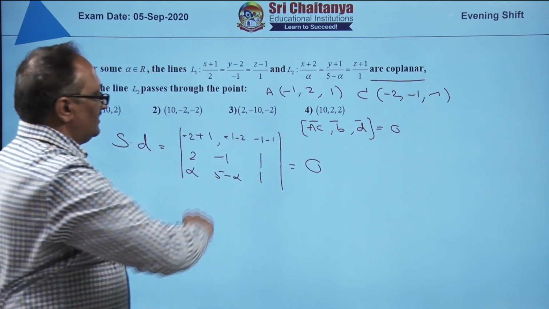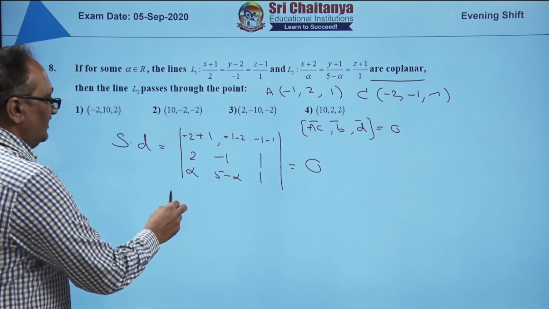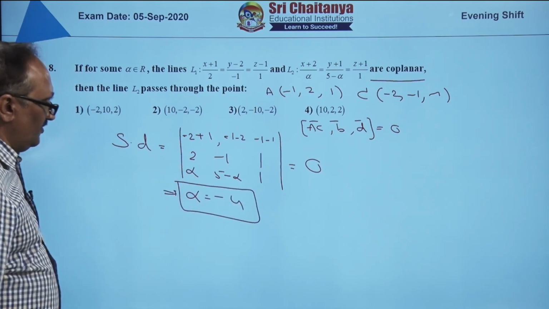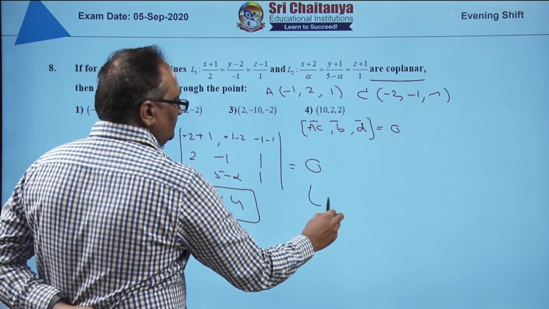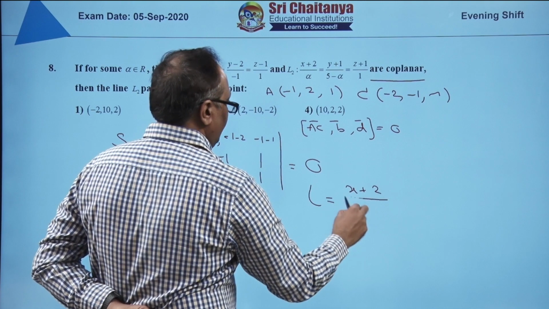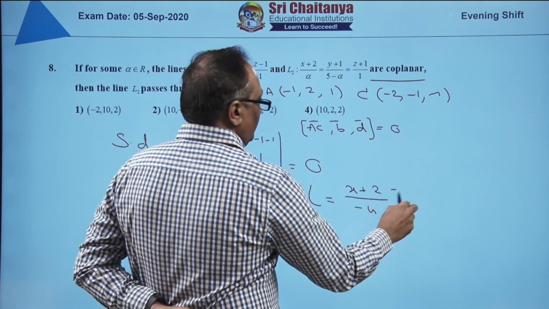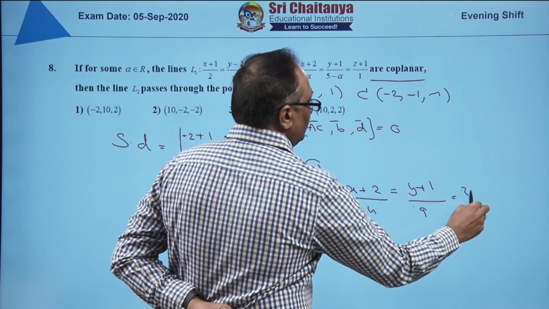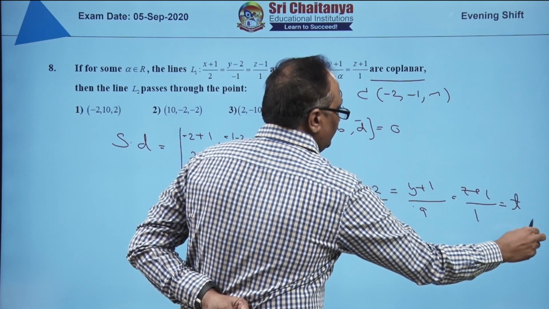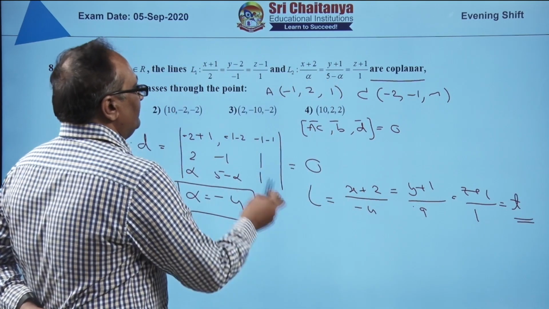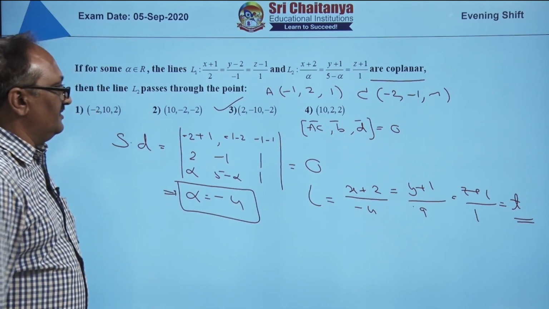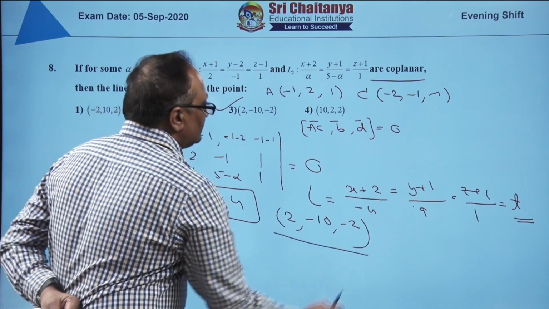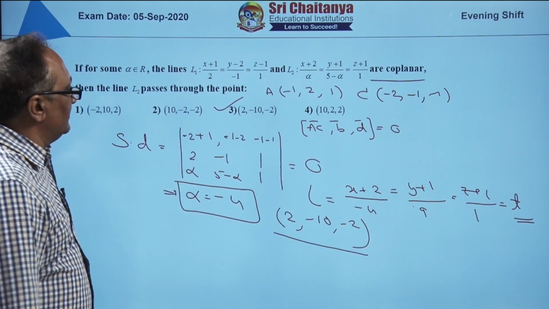By calculating this determinant equal to 0, we get alpha value as minus 4. If alpha is minus 4, substituting in line 2: x plus 2 by minus 4 equal to y plus 1 by 5 plus 4, that is 9, equal to z plus 1 by 1, let it be t. For some value of t, it verifies clearly. For the third point, t equal to minus 1, the point becomes 2, minus 10, minus 2. This lies on line 2, that is nothing but t is minus 1.